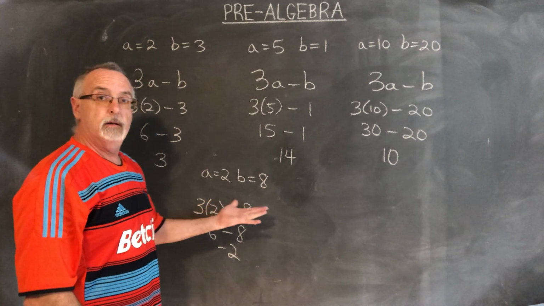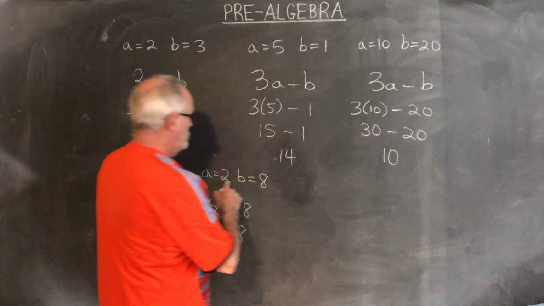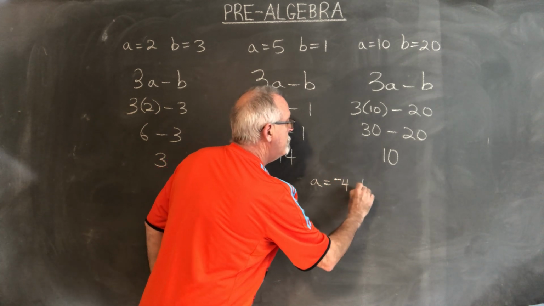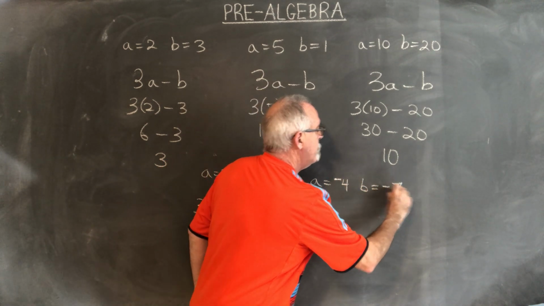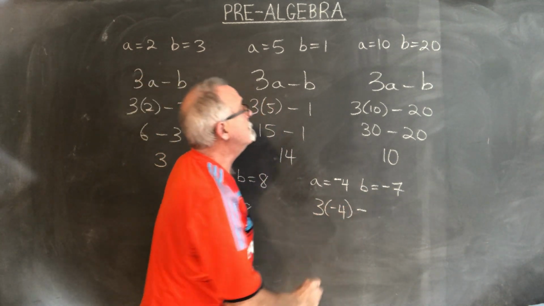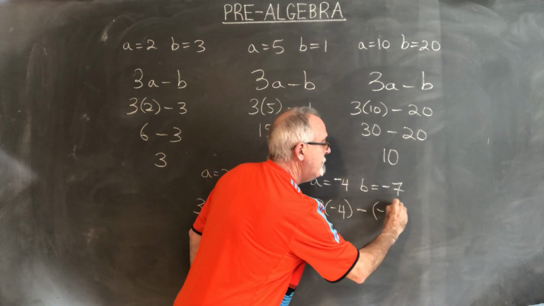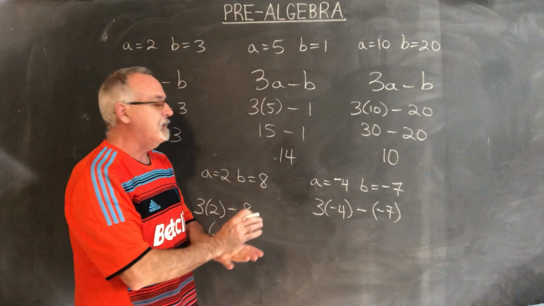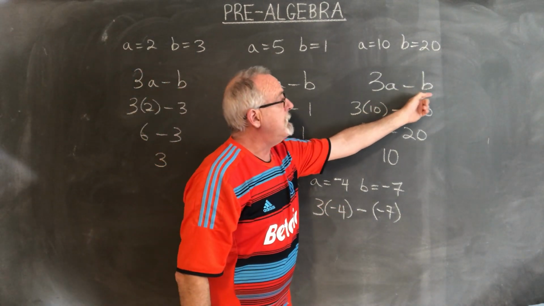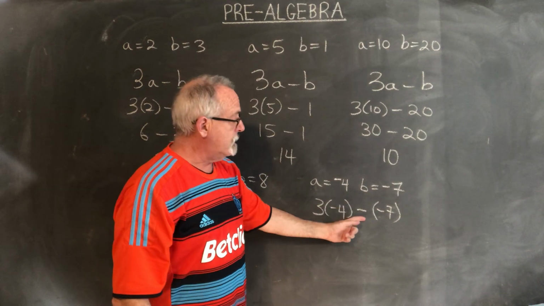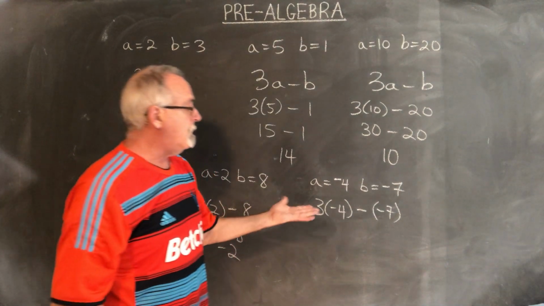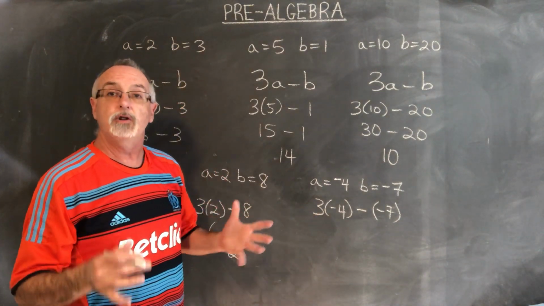What if I plug in... I'll do a 5th one. If A equals negative 4 and B equals negative 7, 3A minus B becomes 3 times negative 4 minus negative 7. Have to be careful. Lots of negative signs. Things can get confusing, and that's where you need to just slow down. I am subtracting B, but my B is negative, so I am subtracting a negative. As long as I'm careful, I can still do it, because I know all the algebra skills and all of the integer skills I need to do this.